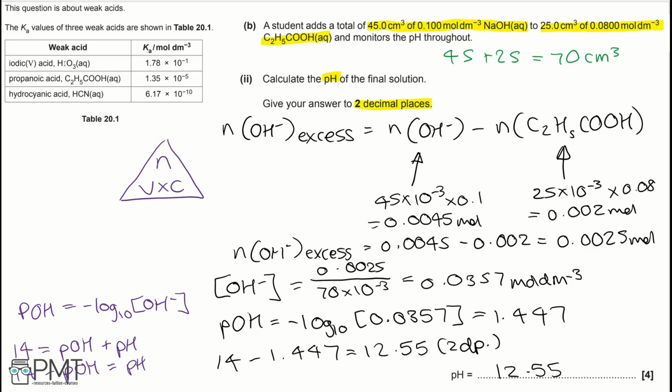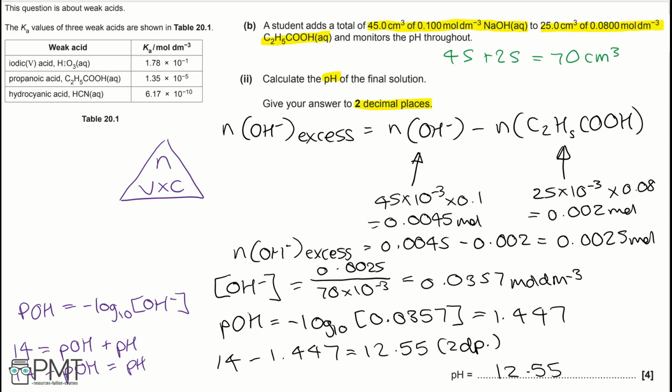12.55. To get the 4 marks for this question, you get a mark for working out the number of moles of OH minus in excess, so 0.0025 moles. You get a mark for working out the concentration of OH minus correctly, so 0.0357 moles per decimetre cubed. You get a mark for working out pOH, so 1.447, and then you get a mark for working out pH, so 12.55.